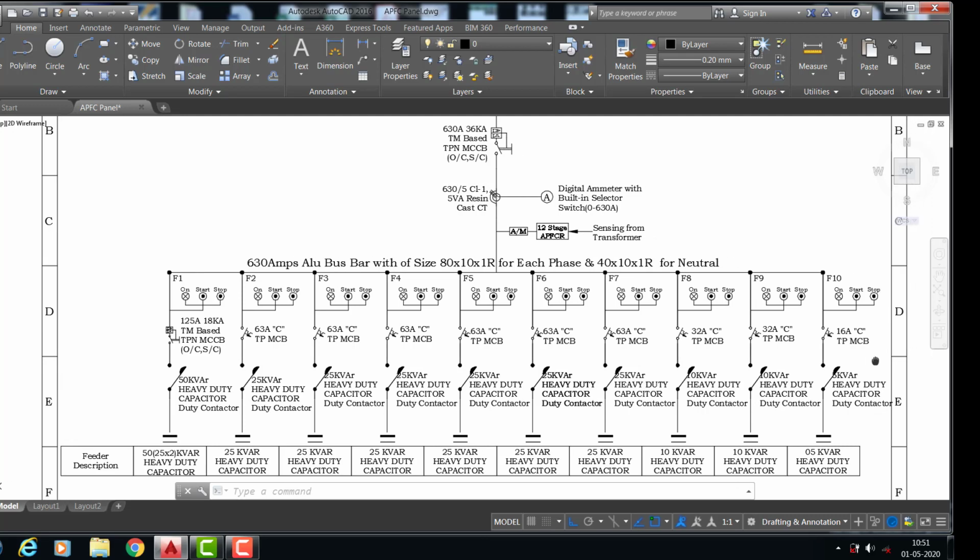But this is the process to find out the required capacitor panel to improve the power factor and lower your electricity bill.